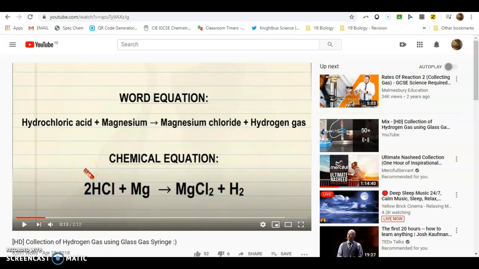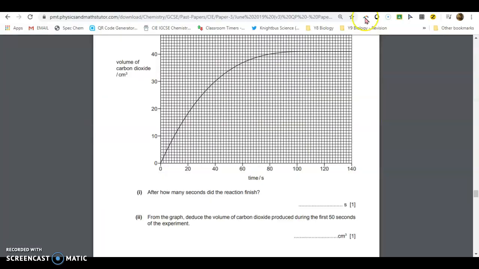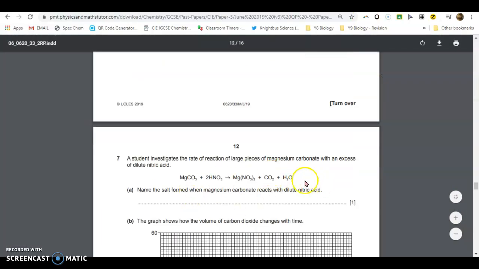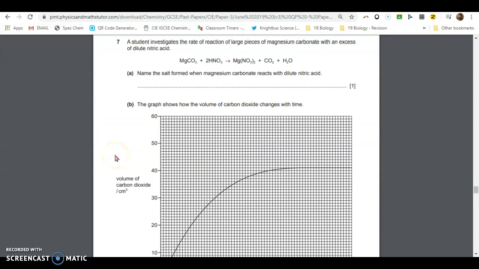But do also notice that the experiment that we're covering today was different to the experiment that came up in the past paper question I just showed you. This was magnesium carbonate, which is a metal carbonate, but the principles of measuring the rate of reaction are the same. You are measuring it using a gas syringe to measure gas evolution over time.